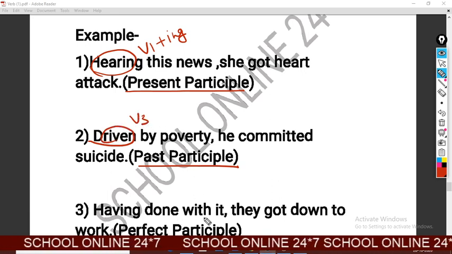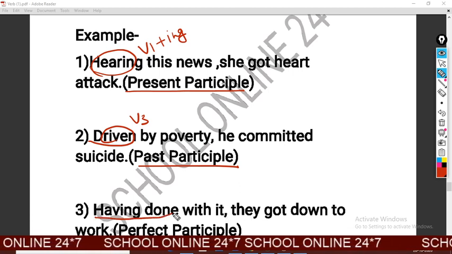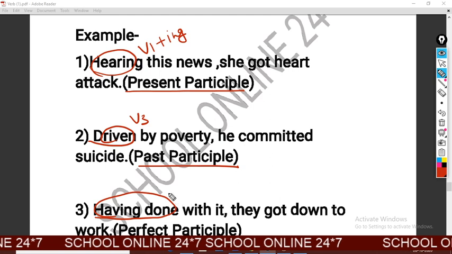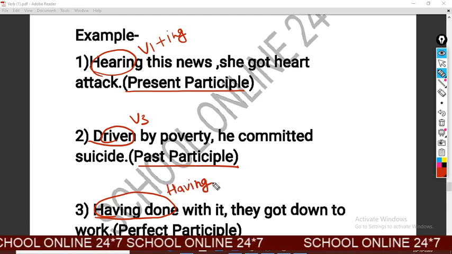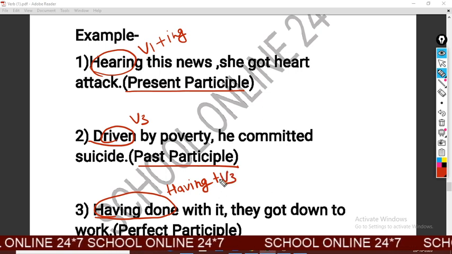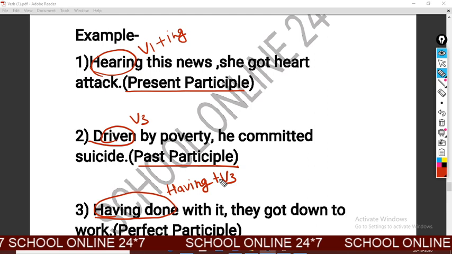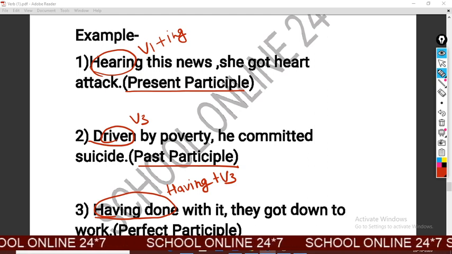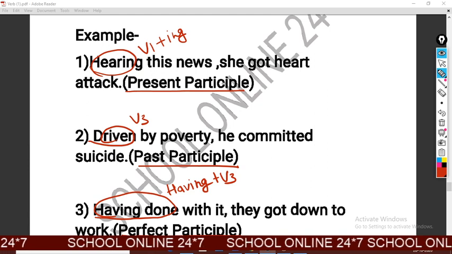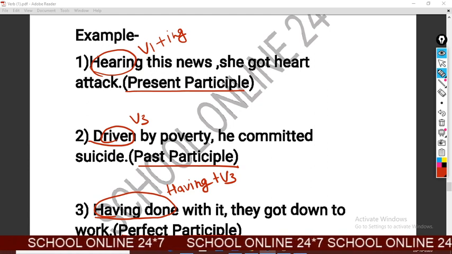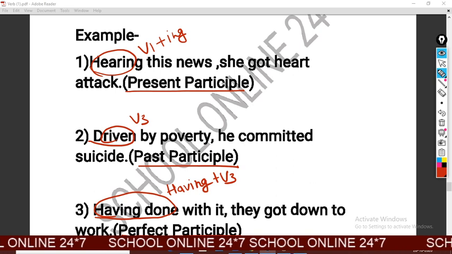Having done with it, they got down to work. There, look at the formation. Having plus third form of the verb. So it shows us the participle is used. What participle? Perfect participle. So these are the kinds with examples of the verb, and I hope you all understood it very well.